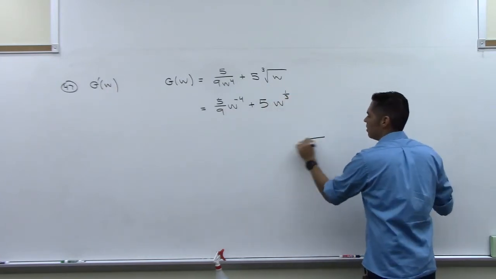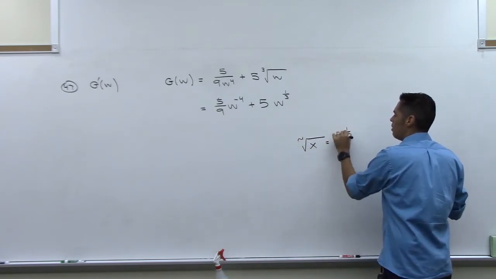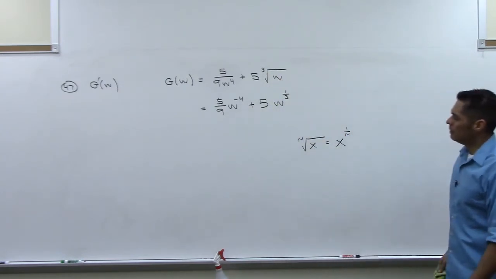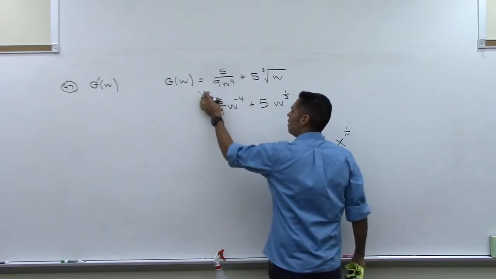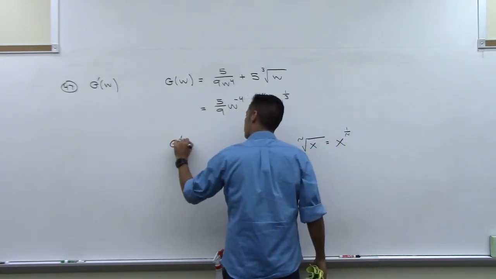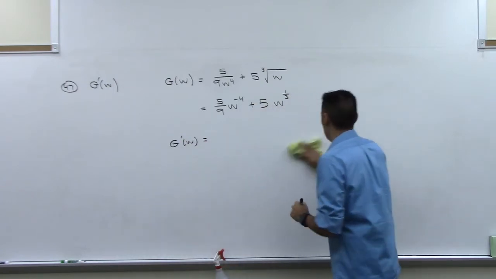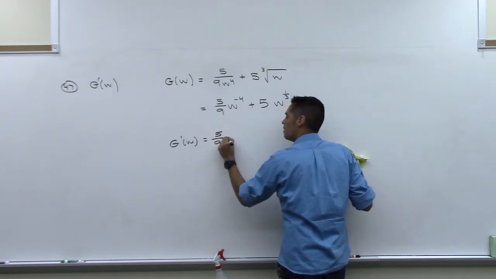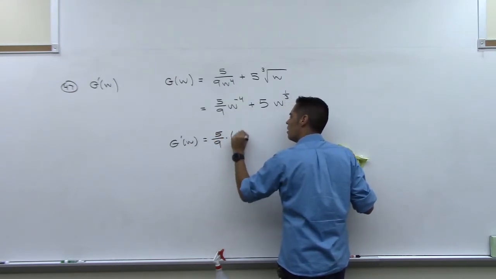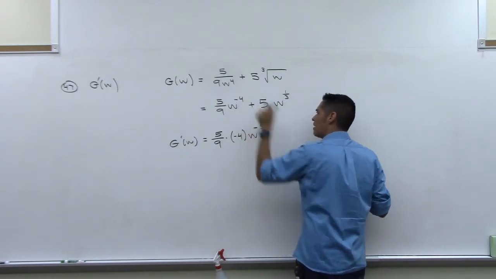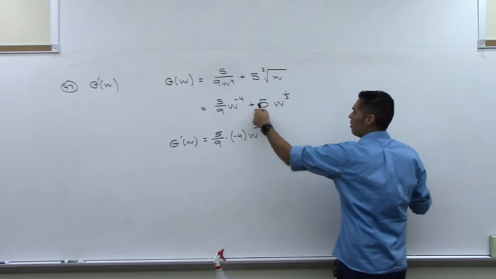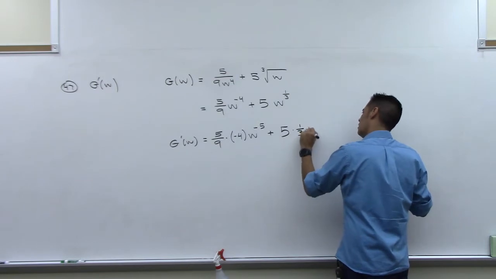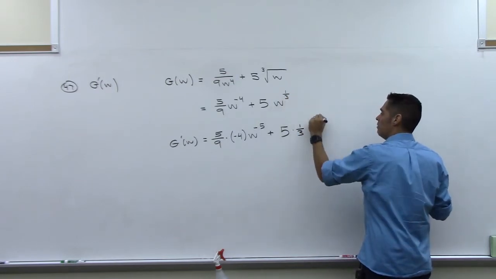So we're using the fact that if you take the nth root of x, that's x to the 1 over n. So if we do the 3rd root of W, it's the same as W to the 1/3. And now we should be able to take our derivative. G prime of W should be equal to, all right, so the constant attached to this comes for the ride, times the negative 4 comes out, W to the negative 5, so subtracting 1 from negative 4. Here plus 5 comes for the ride, 1/3 comes out, W to the 1/3 minus 1.